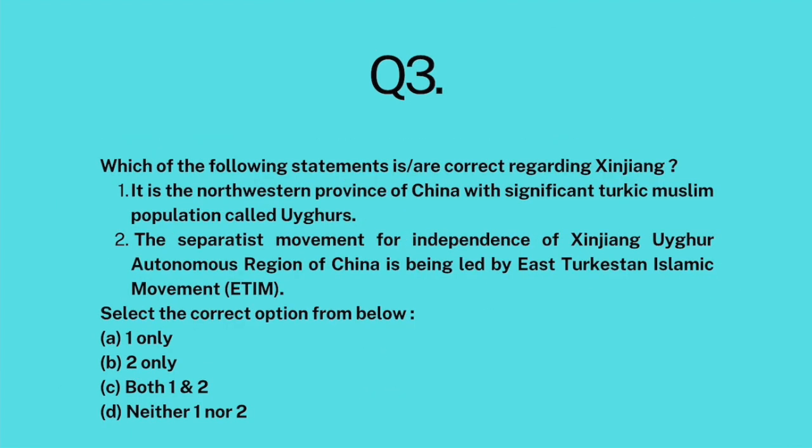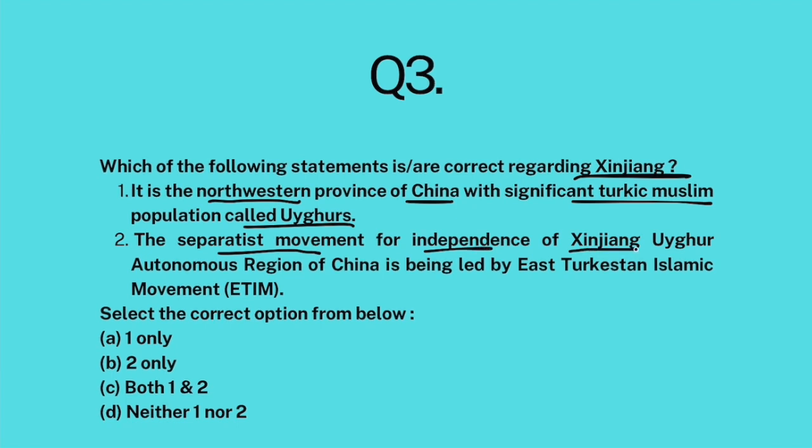Question 3. Which of the following statements are correct regarding Xinjiang? It is the northwestern province of China with a significant Turkic Muslim population called Uyghurs. The separatist movement for independence of Xinjiang Uyghur Autonomous Region of China is being led by East Turkestan Islamic Movement, ETIM. So look, we all know about China.